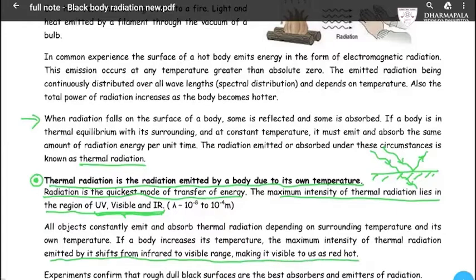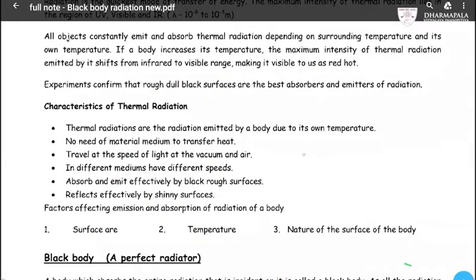That is interesting because we can take one example. Just think that we have a metal ball and we are supplying heat continuously to this object.